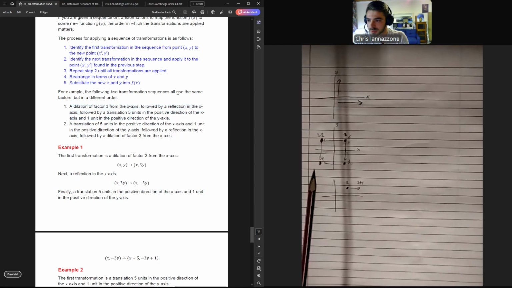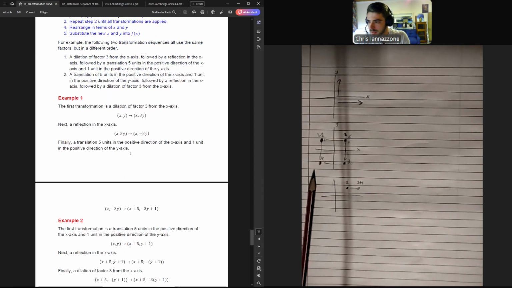So to highlight the difference between the order in which you're given transformations, I've got 2 examples. Both have the exact same transformations in them, but they're done in a different order. And I'm doing this just so I can highlight that if you do things in a different order, you do get a very different result.